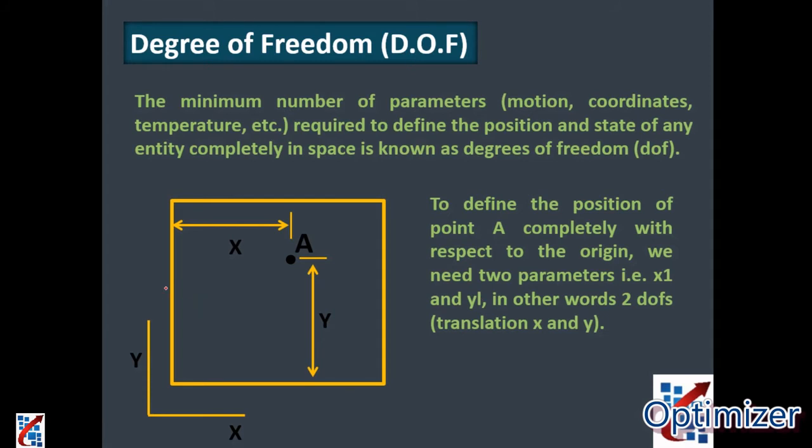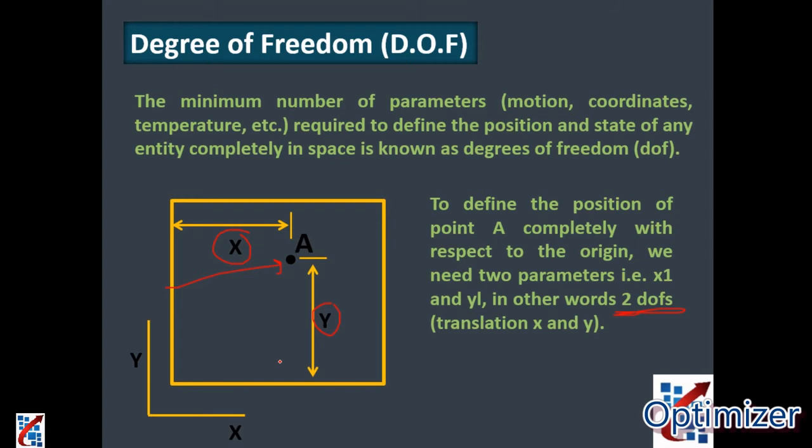For example, if you consider this point A, this is a 2D plane. So how do you define this point A from the origin? You need to define the X distance and the Y distance. So two entities are required to define the position of this object A in this space. So we can say the degree of freedom for this object A is 2, because X and Y are enough to define the location or position of A with respect to the origin.